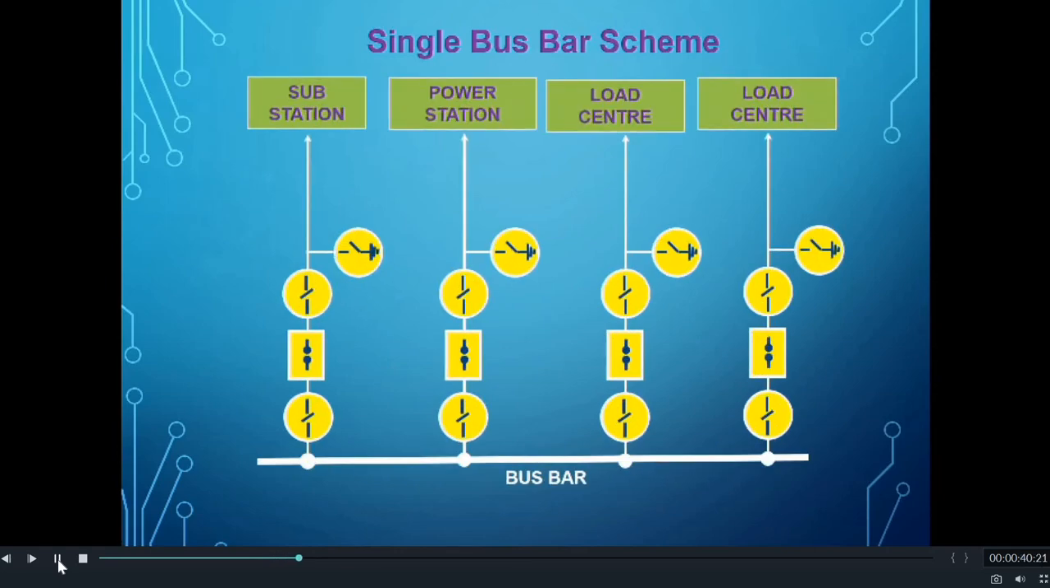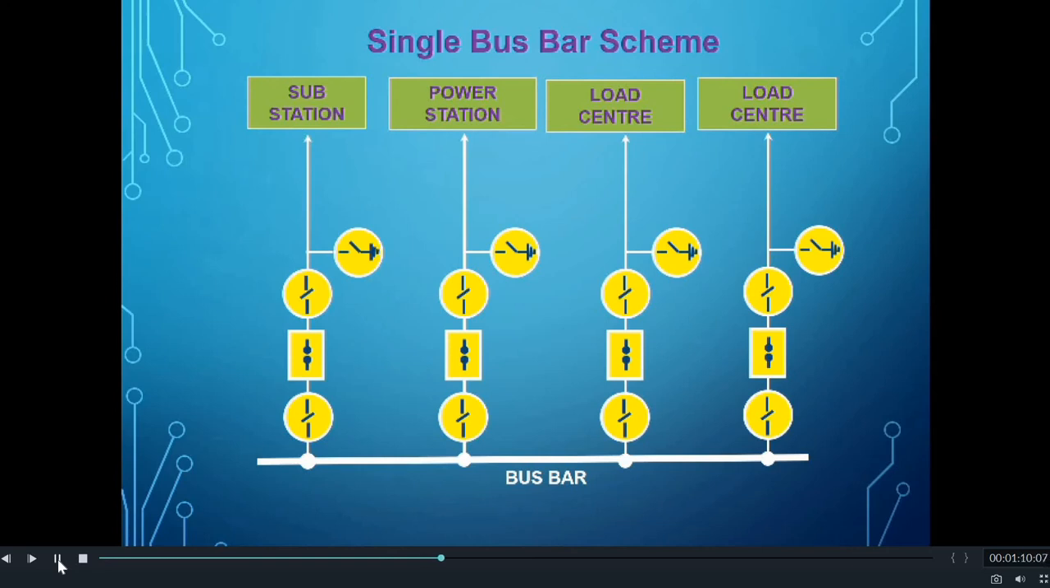In the picture we can see a substation has been shown with a single busbar with 4 feeders connected to the busbar. If we start from the left, the first feeder is coming from a substation, the second one is coming from a power station, the third feeder is going to a load center, and the fourth one is also going to a load center. Now we have considered a situation when all the feeders are in service and working normally.